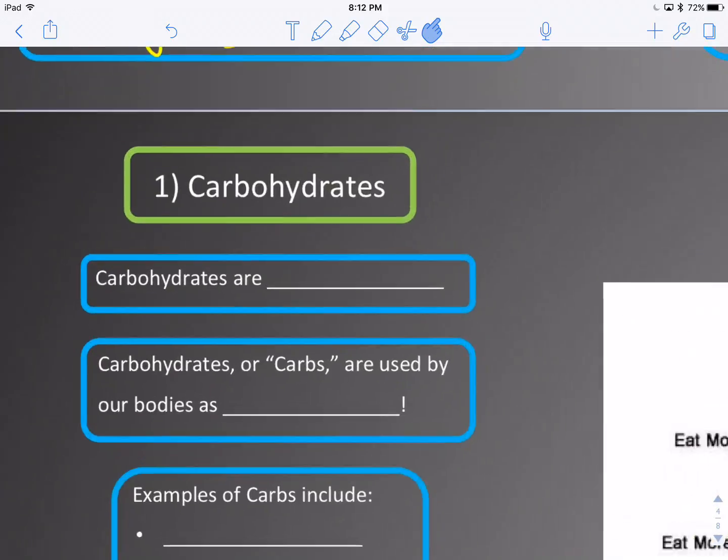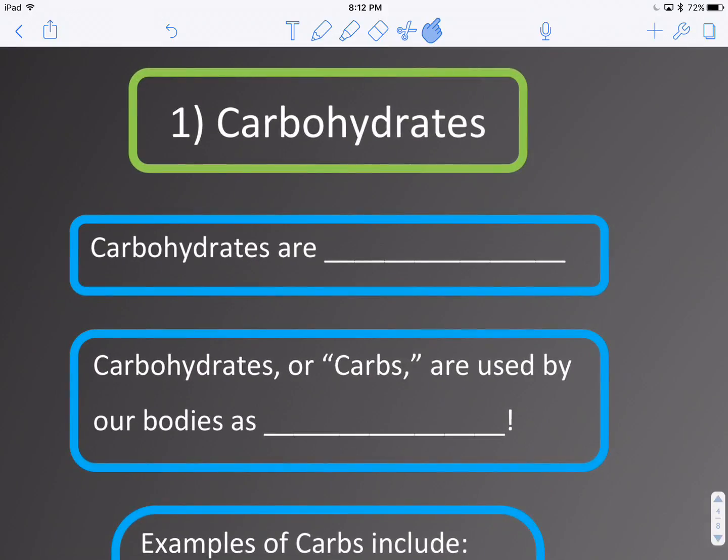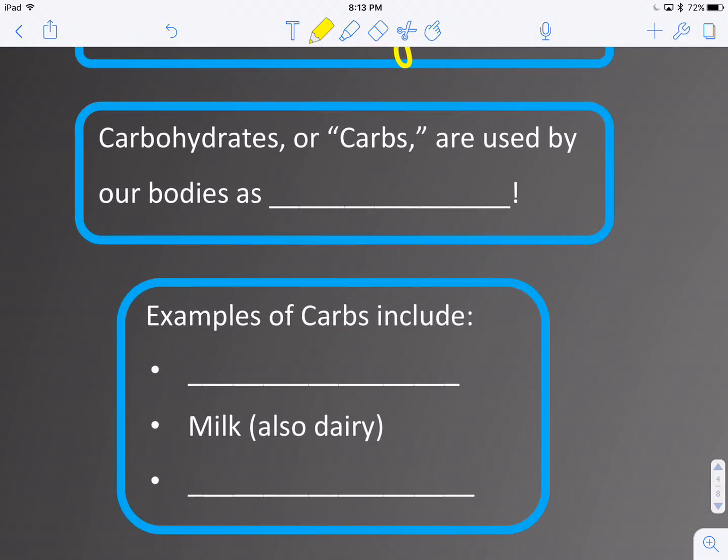So going into today's lesson about carbohydrates, the most important thing that you guys should know about carbohydrates is that they are sugars. Okay? At the very basis, all carbohydrates are sugars. Which means that they're used by our bodies as energy. Examples of carbs: think of things that give you energy. Bread, pasta.